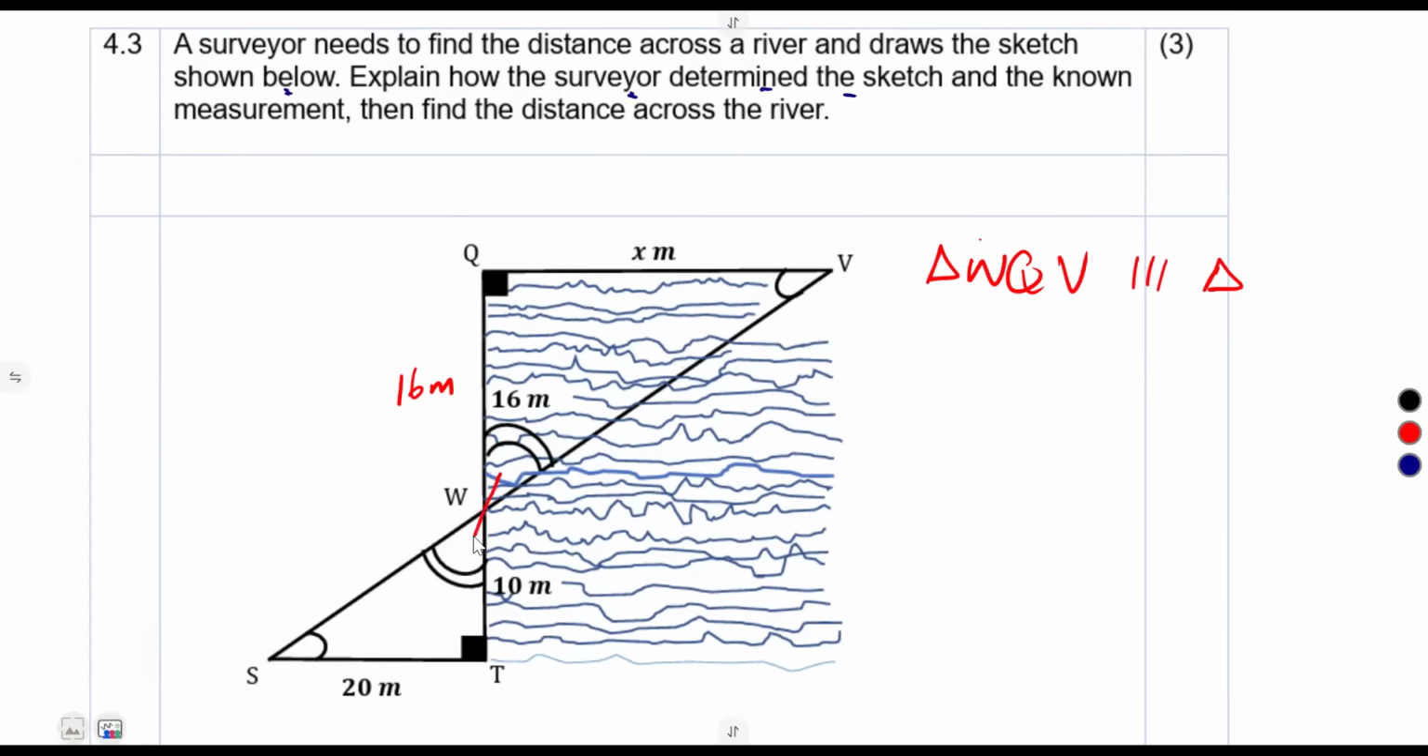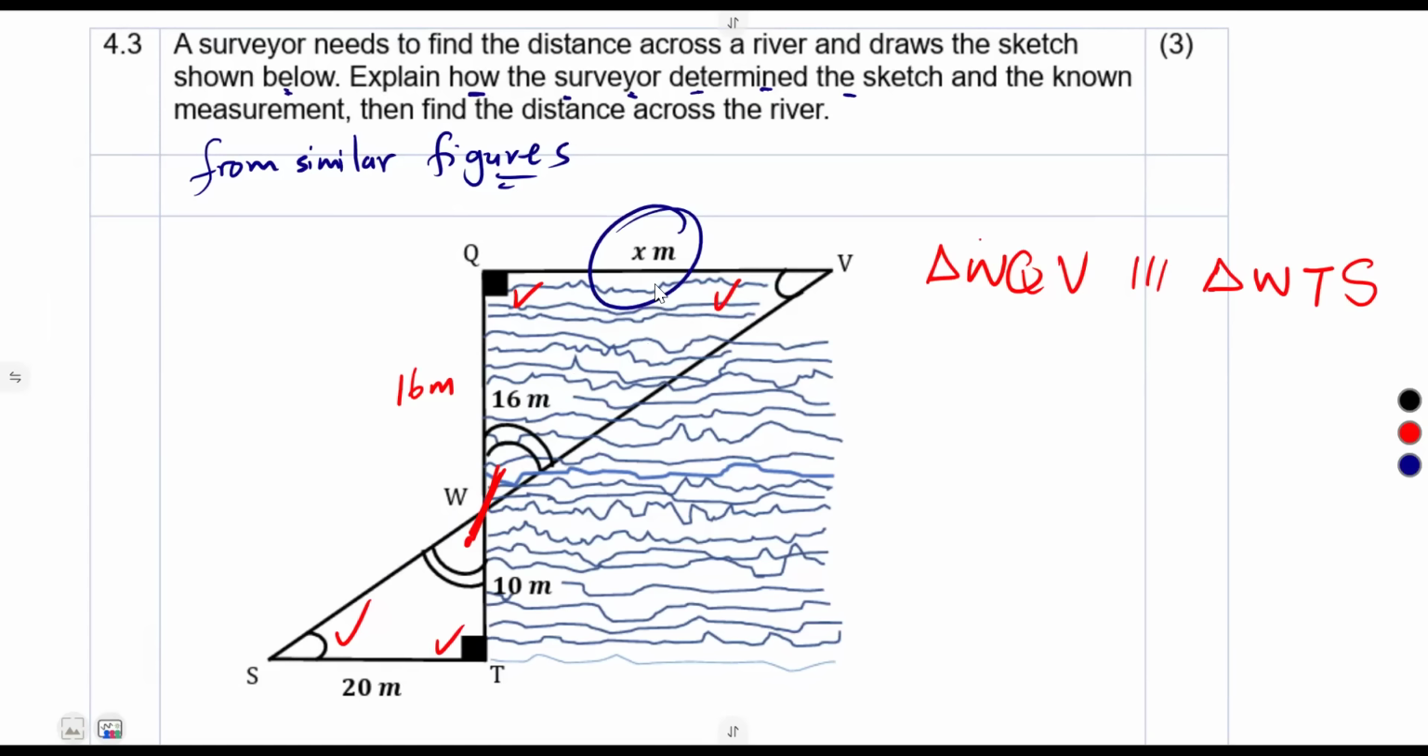W is exactly the same as this other W here. Then Q, which is at 90 degrees, is the same as T. V is the same as S. These two triangles are similar. It is not by any special calculation, it is from similar figures. That is why they're saying explain how the surveyor determined it. You can explain it was obtained from similar figures, meaning they were equiangular.